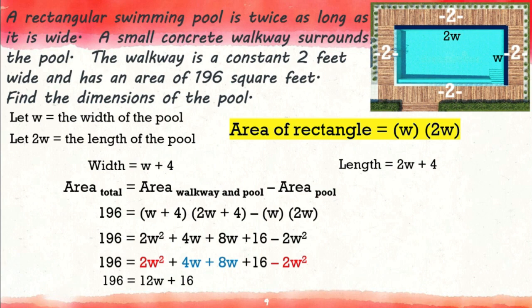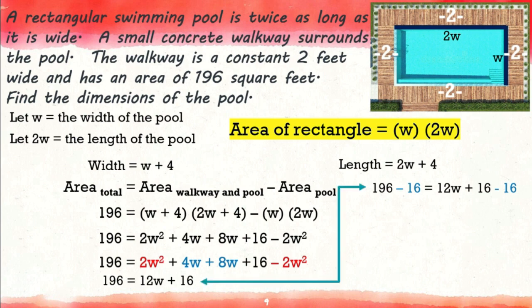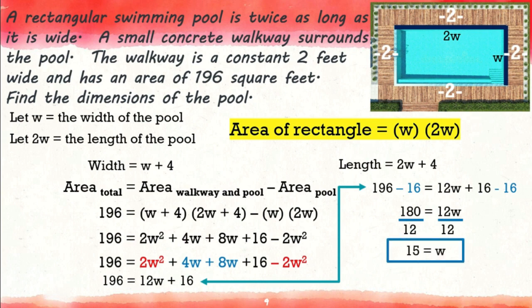And then let us use the additive inverse. So the opposite of positive 16 is negative 16. So 196 minus 16 equals 12W plus 16 minus 16. Simplify. So we will have 180 equals 12W. Then divide both sides by 12. So we will have 180 divided by 12 is 15.